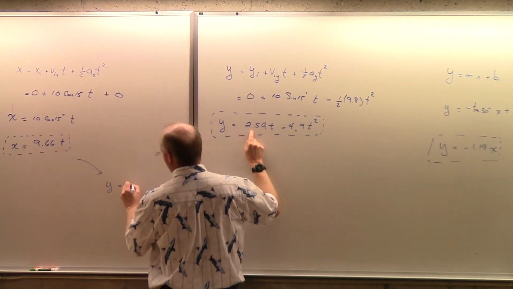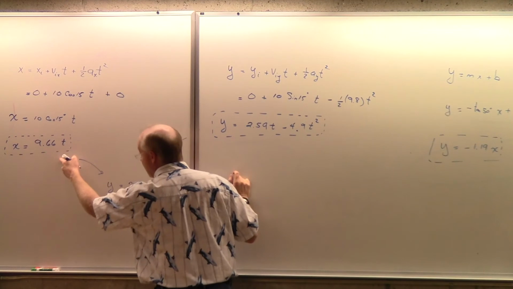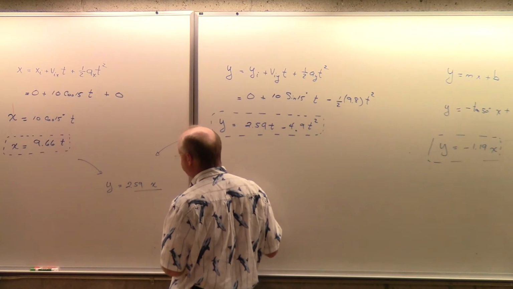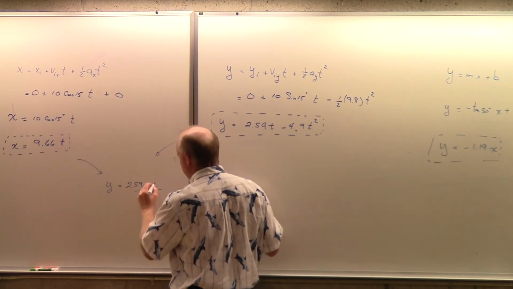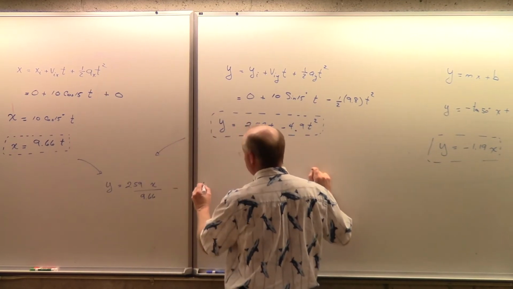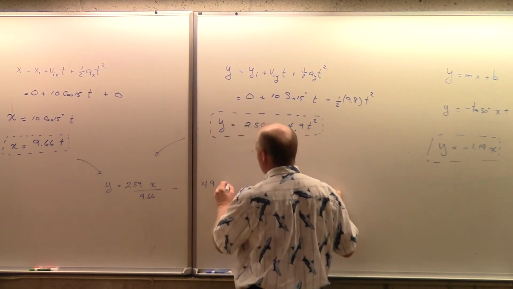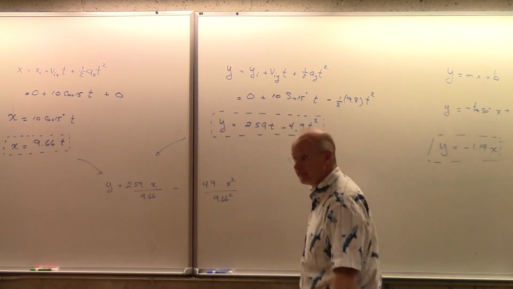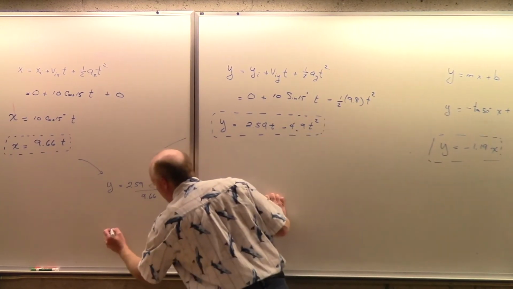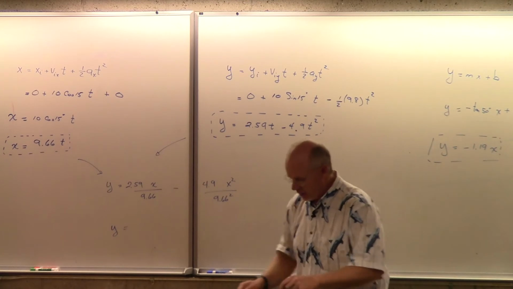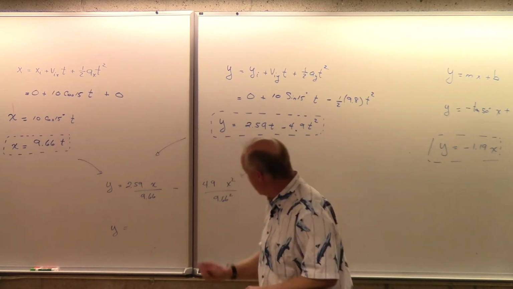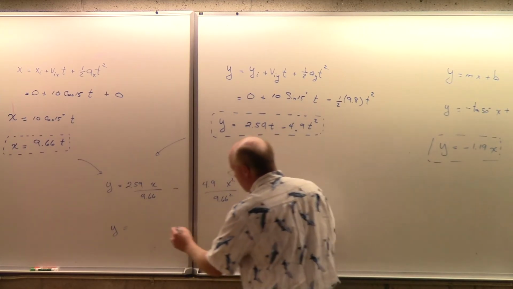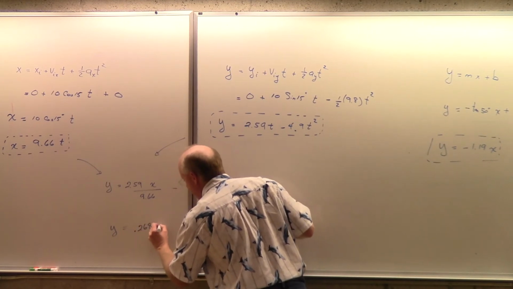y equals 2.59 multiplied by t, but t is x over 9.66, and then minus 4.9 times t, which would be x squared over 9.66 squared. And that's probably worth simplifying. So 2.59 in the numerator divided by 9.66 comes out to be 0.268x there.